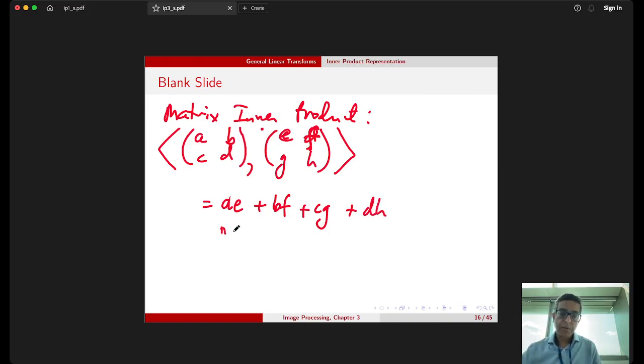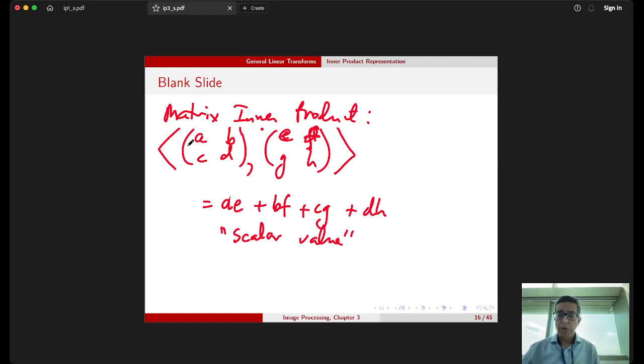Okay, and that's a scalar value. In other words, just one value, right? Not a matrix. So that's what you get when you do matrix inner product. As I said, this is not standard matrix algebra.